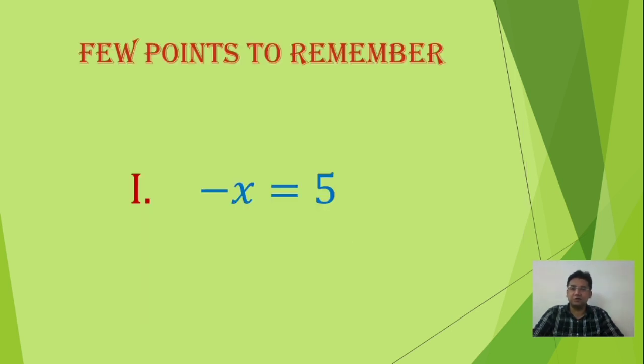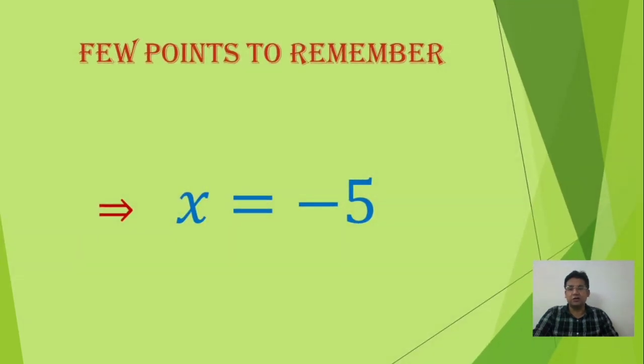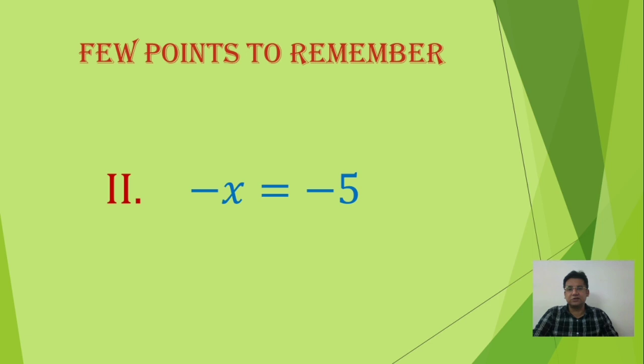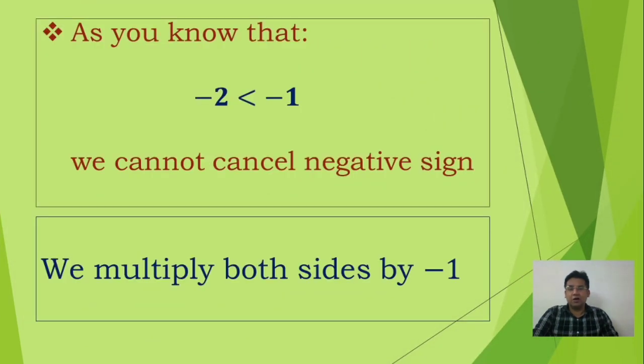We'll take some examples. If minus x is equal to 5, then the value of x is equal to minus 5. We transpose the minus sign to the other side. Another example: if minus x is equal to minus 5, we cancel out the minus sign on both sides, then x is equal to 5. Now my question is, can we transpose the negative sign in the case of inequalities?